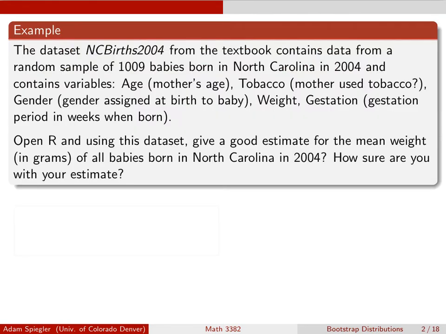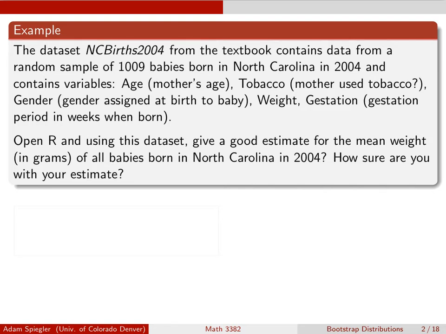Okay, so here's the first example that we'll think about to get the ball rolling on this. We're going to use a data set called NC Births 2004. This is from our textbook. If you load the library resample data, that data set will be in there. And that data set contains a random sample of 1,009 newborn babies in North Carolina in 2004.